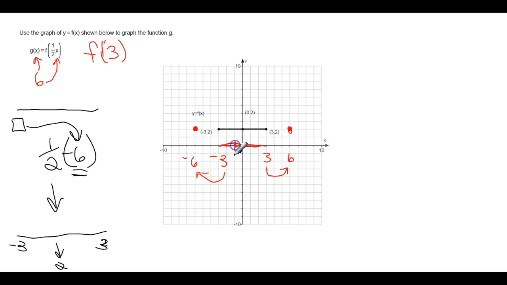So for instance -1, what number do I need to plug in to be the same as -1 in the old graph? It has to be -2, because half of -2 is -1. So -2 is right beside it. Basically, everything's being doubled. So this entire little line segment is just going to be stretched out until it hits -6 and +6. So ultimately, what's the answer going to be? It's going to be a little line segment.